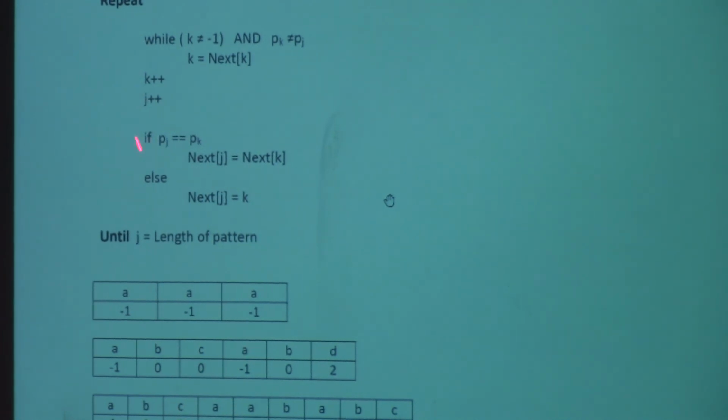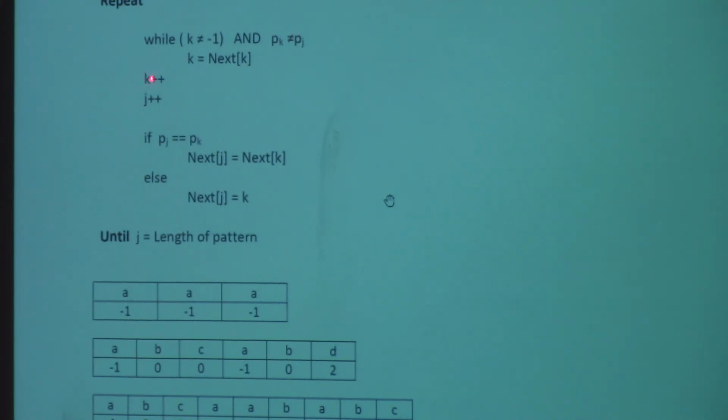So now we're considering this case right here. Is pj, which is p4, equal to p0? Yes. So what does this value get? It's a -1. Okay. So now we're going to go up. What's the value of k and j again? 0 and 3. True? True. P0 not equal to P3. 0, 1, 2, 3. False.